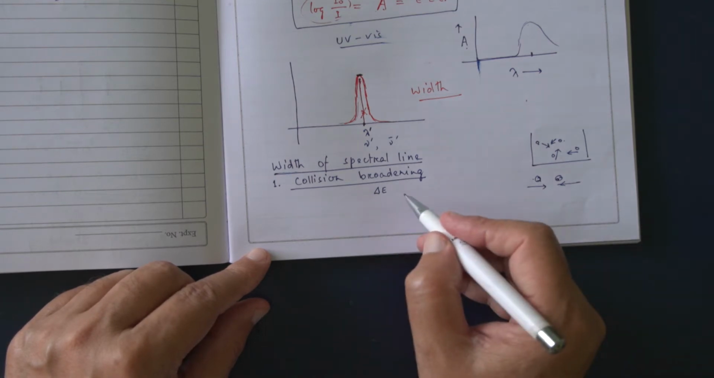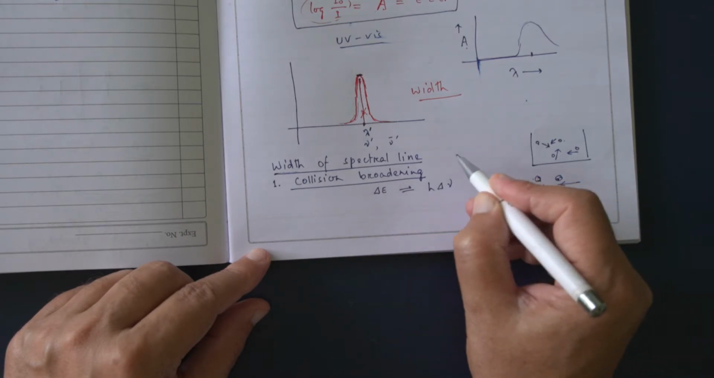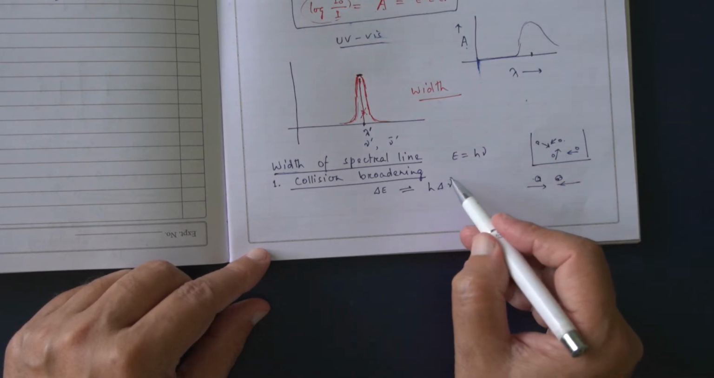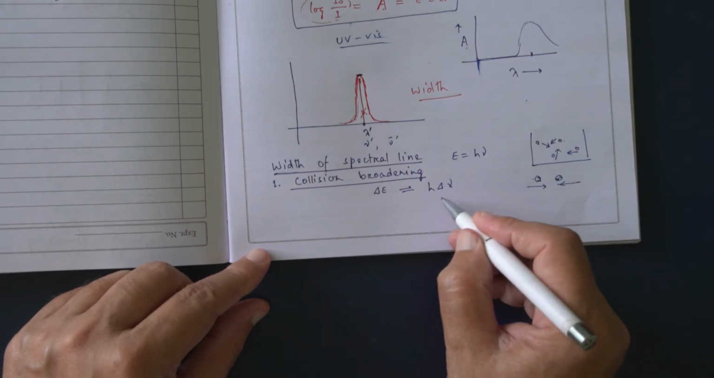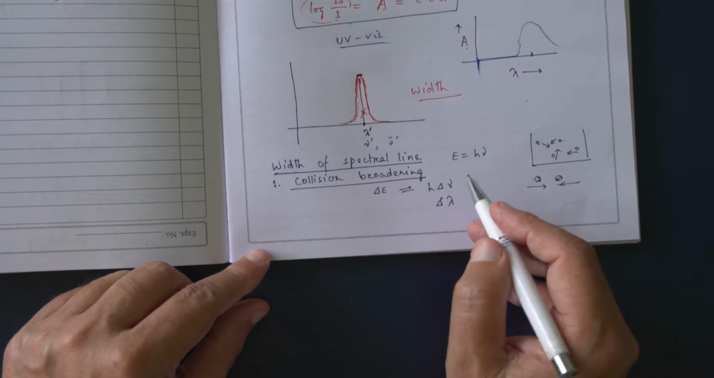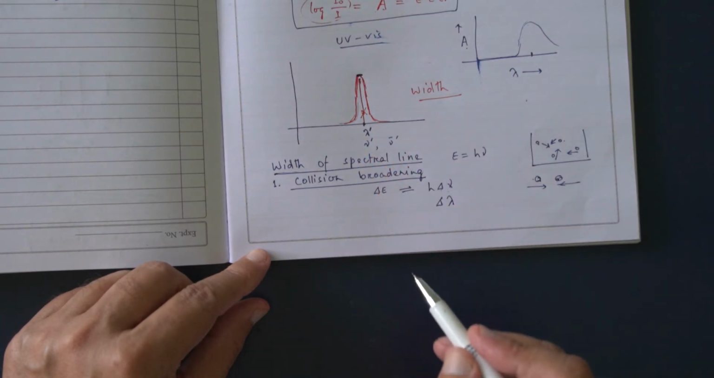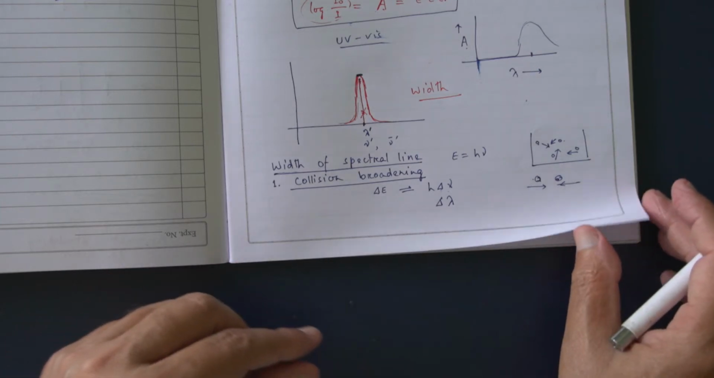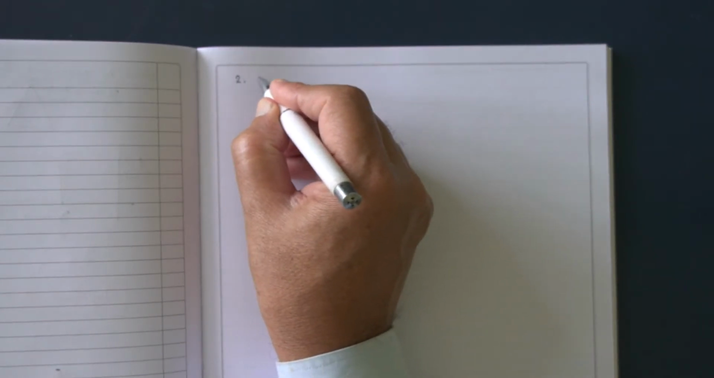Due to this uncertainty, which is equal to h del nu, because energy equals h nu, where h is a constant, there is some uncertainty in the frequency, and that means there is some uncertainty in wavelength. So due to this uncertainty, there is broadening of the line. This is called collision broadening. Now the second factor is called Doppler broadening.